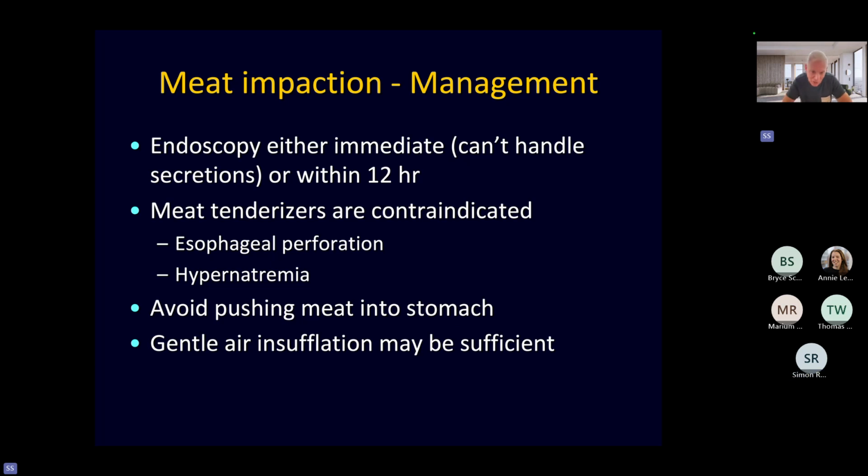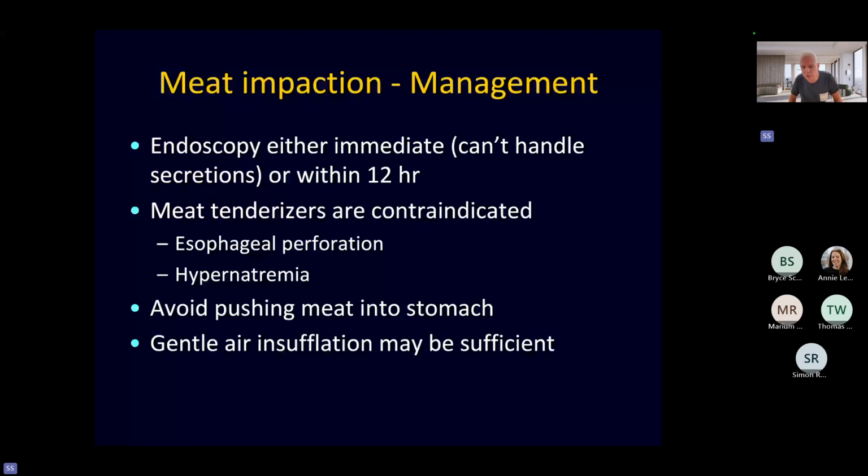Should we give a meat tenderizer? Well, when you give a meat tenderizer to someone with a meat impaction, you're most likely to tenderize the esophagus, and you really don't want to do that. And these meat tenderizers are very high in sodium, so you can induce hypernatremia. Avoid pushing meat into the stomach.